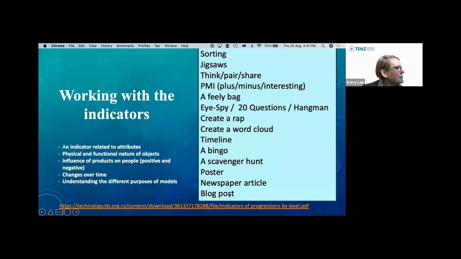Working with indicators. Let's just think about changes over time. If you were doing changes over time, so that was the indicator you were focusing on, you could use words or you could use images. So if you use this list of activities, when you're working with another group, what could they be doing that would show that they understood about how things change over time? What one of these activities could you get them to do?